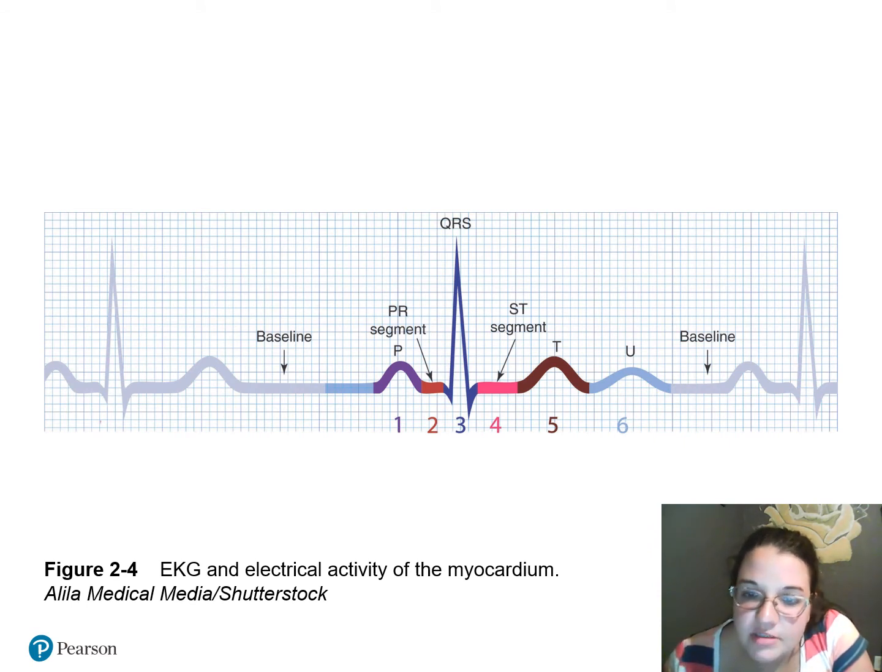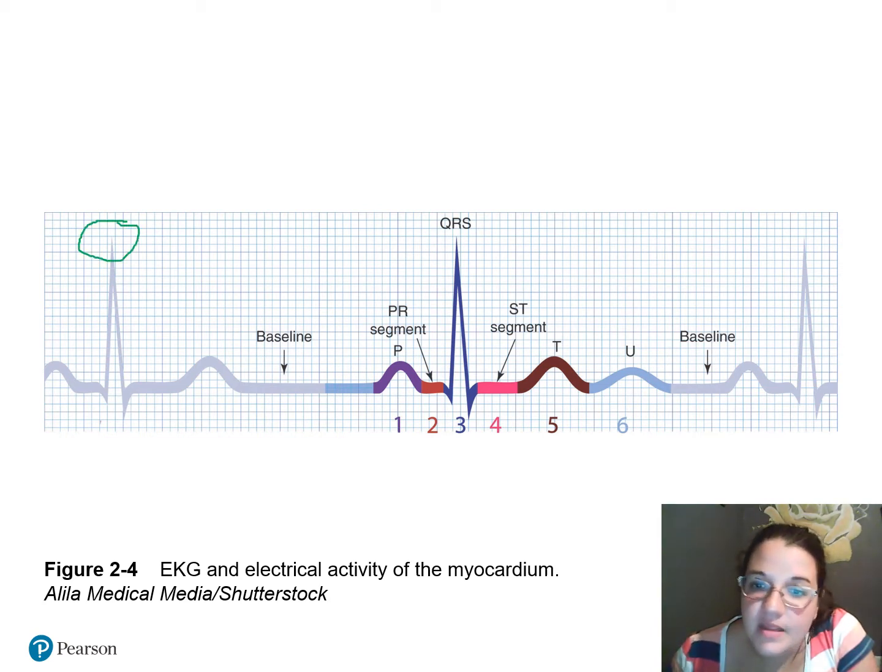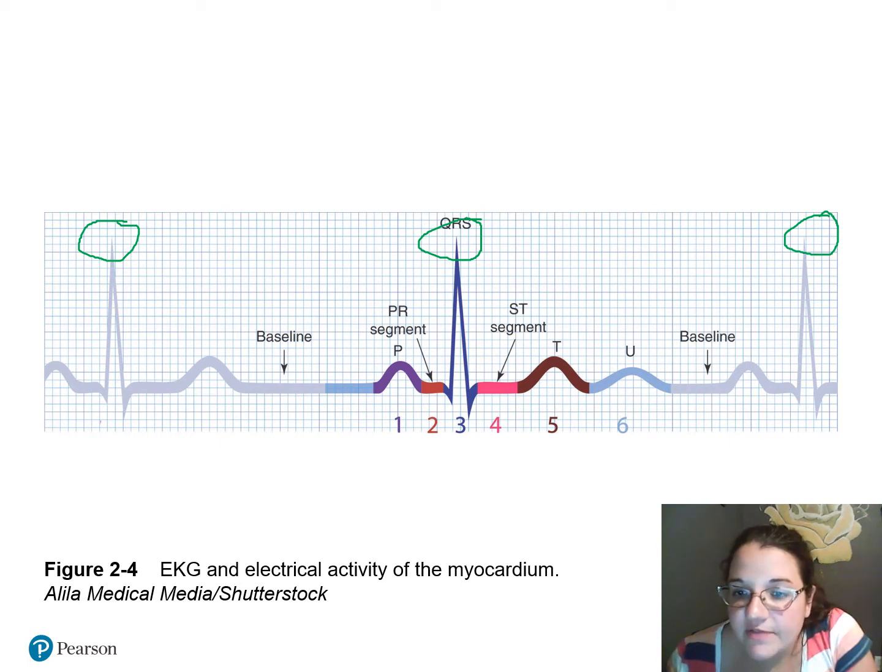So here's an image. And I want you to notice, first of all, the spikes. You'll see a spike here, a spike here, and a spike here. These spikes are different heartbeats. So in this specific image, we are looking at 3 heartbeats, okay? And I want you to look at the line in between each of these heartbeats. This line in between is called your baseline, or in other words, your flat line.